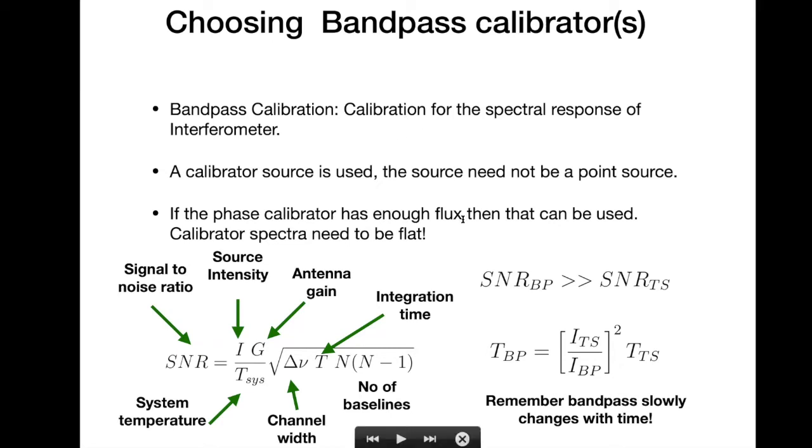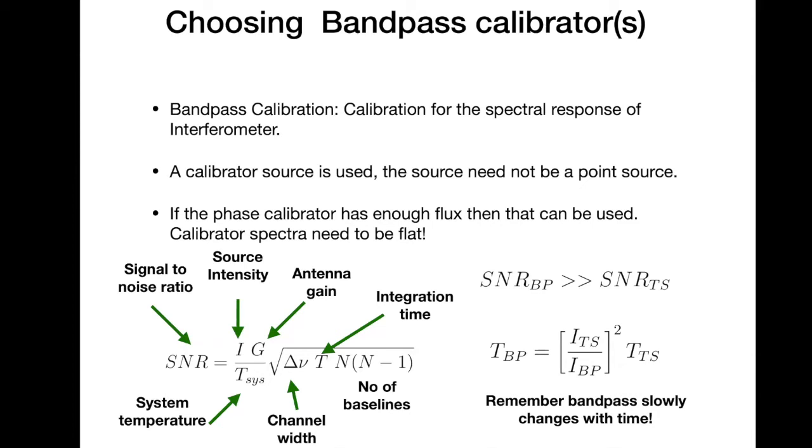You are observing the phase calibrator anyway at a certain time interval. If that has enough flux, meaning the phase calibrator flux is large enough, say 10 times the noise at each channel, then you can just use that as your bandpass calibrator. That will be good enough.